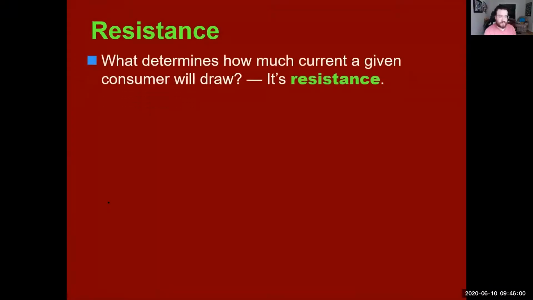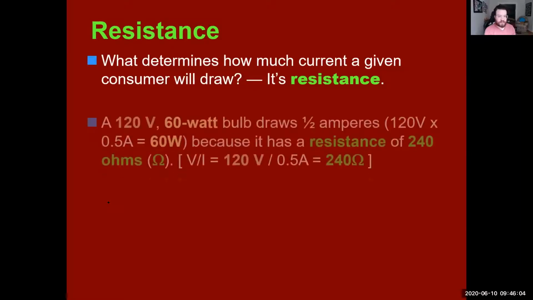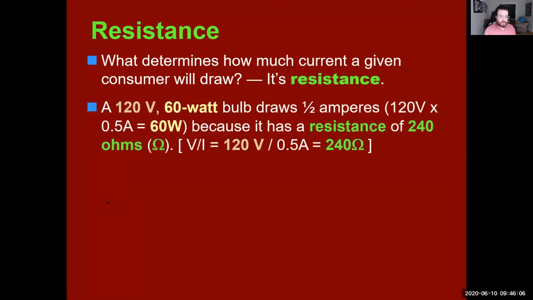So what determines how much current a given consumer will draw? It's the resistance. At 120 volts, a 60 watt bulb draws half an amp because it has a resistance of 240 ohms. So voltage over current is 120 volts over 0.5 amps, which is equal to 240 ohms.